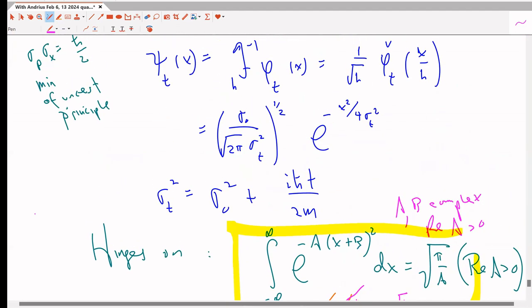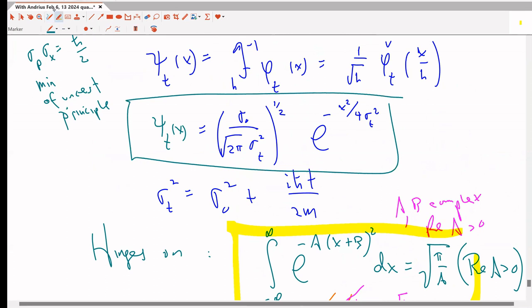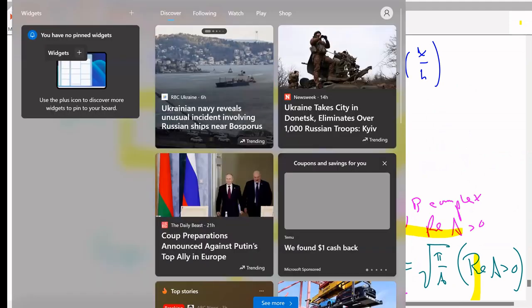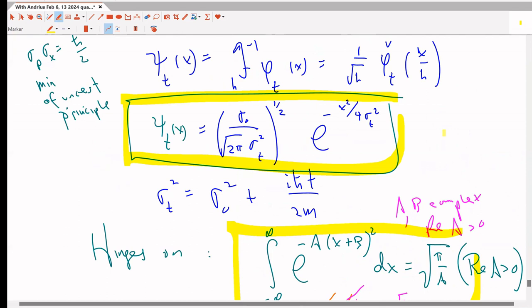But in the end, the part that I was driving at is really this part here. This is sort of the crowning formula that tells us, together with the variance, that the wave packet is spreading out in space. It's not spreading out in momentum space, but in position space, it's spreading out. And it's spreading out actually not that fast.